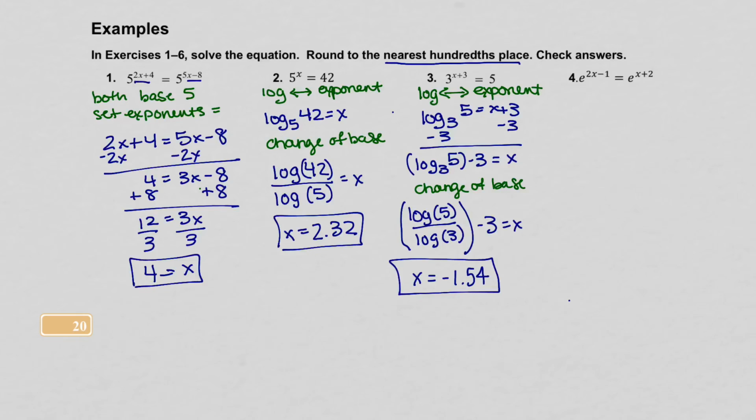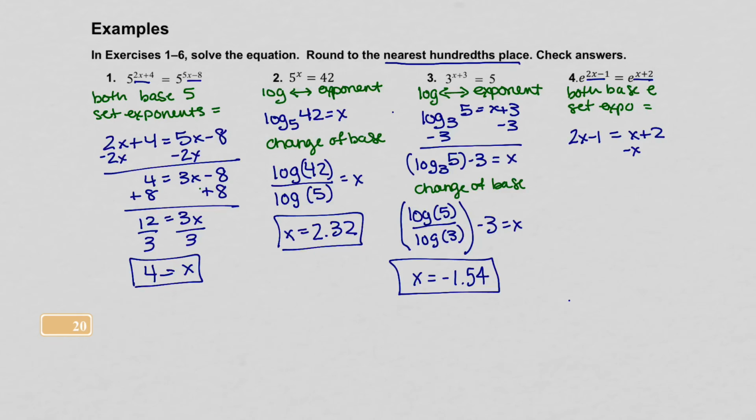Moving on to number 4, I do notice that I have the same base again, so that's good. So I know that they both have a base of e, so I can set the exponents equal. That to me feels like probably the easiest type of problem. So I've got my 2x minus 1 and my x plus 2. So 2x minus 1 equals x plus 2.